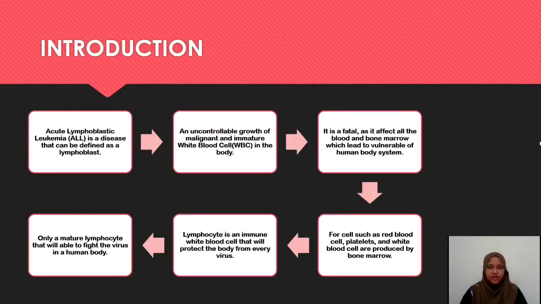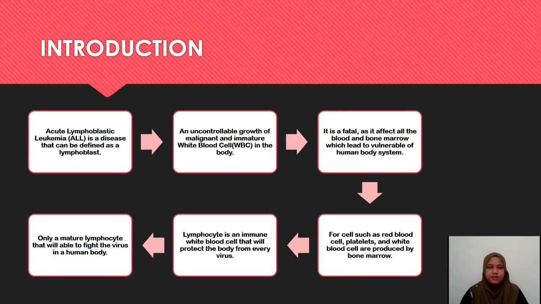AE170014. Introduction. Acute lymphoblastic leukemia (ALL) is a disease that can be defined by lymphoblasts. It happens when there is an uncontrollable growth of malignant and immature white blood cells (WBC) in the body, and this disease is fatal as it affects the blood and bone marrow, which leads to a vulnerable human body system. Cells such as red blood cells, platelets, and white blood cells are produced by the bone marrow.